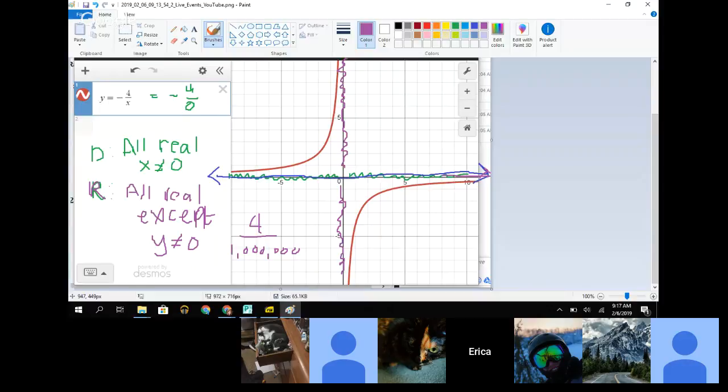Okay? So that's kind of what we're going to be doing, is graphing functions and looking at them and saying, okay, what is the domain and range? And then understanding what in my equation made the domain and range that way. Does that make sense?